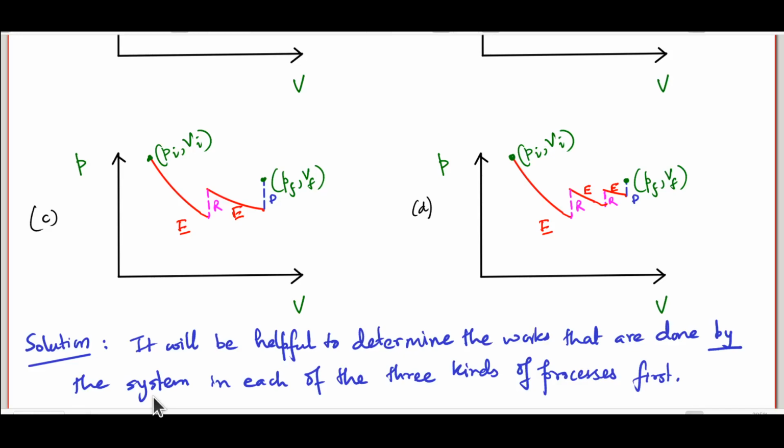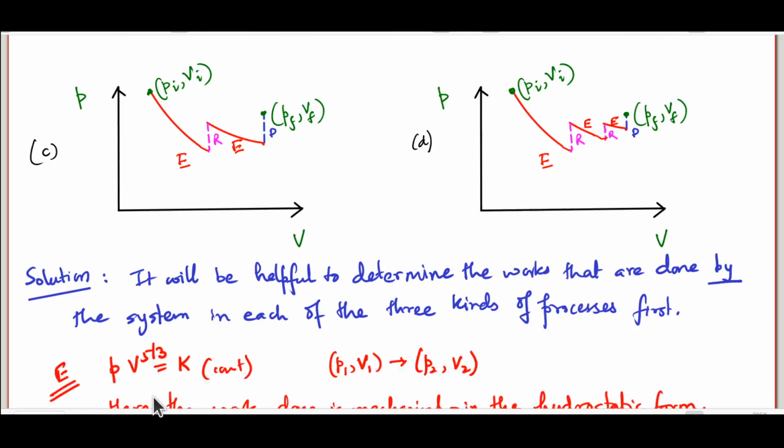Remember, our experimentalist friend has already found out that when this gas expands slowly, it obeys the equation P cubed V to the 5 is constant. We will just rewrite that slightly in this form. P times V to the power 5 by 3 is a constant. Let's call that K.